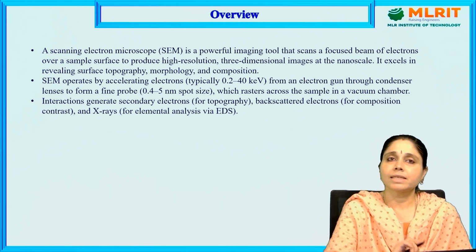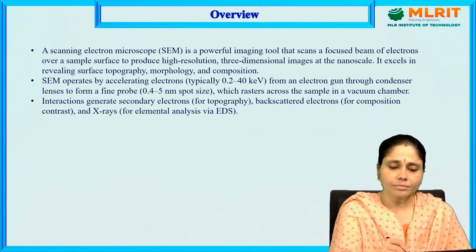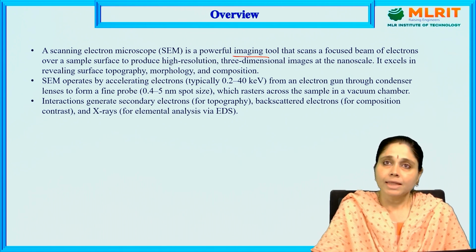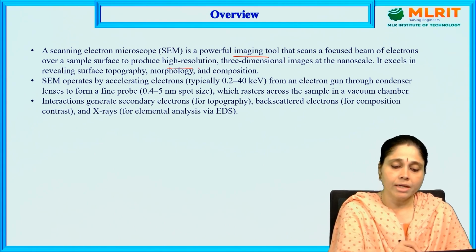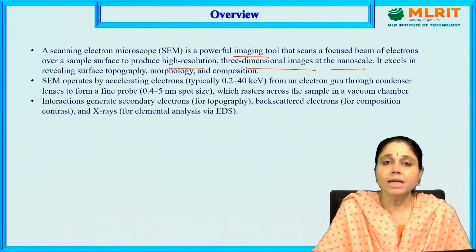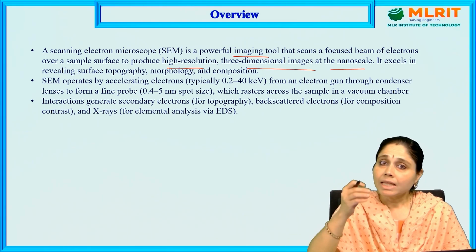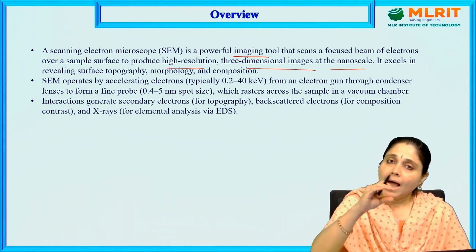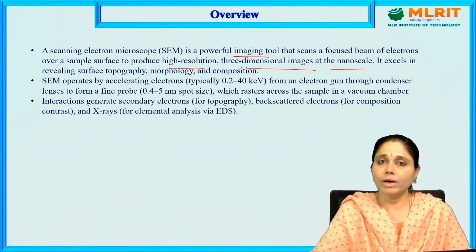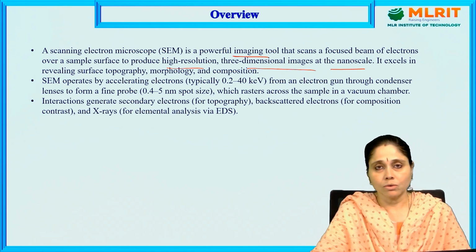So, what is a SEM? SEM is a scanning electron microscope, a powerful imaging tool that scans a focused beam of electrons over a sample surface to produce high resolution 3-dimensional images at nanoscale. So, what do we get? High resolution 3D images, meaning images that can be seen as they exactly are. This is what we can observe through the scanning electron microscope.